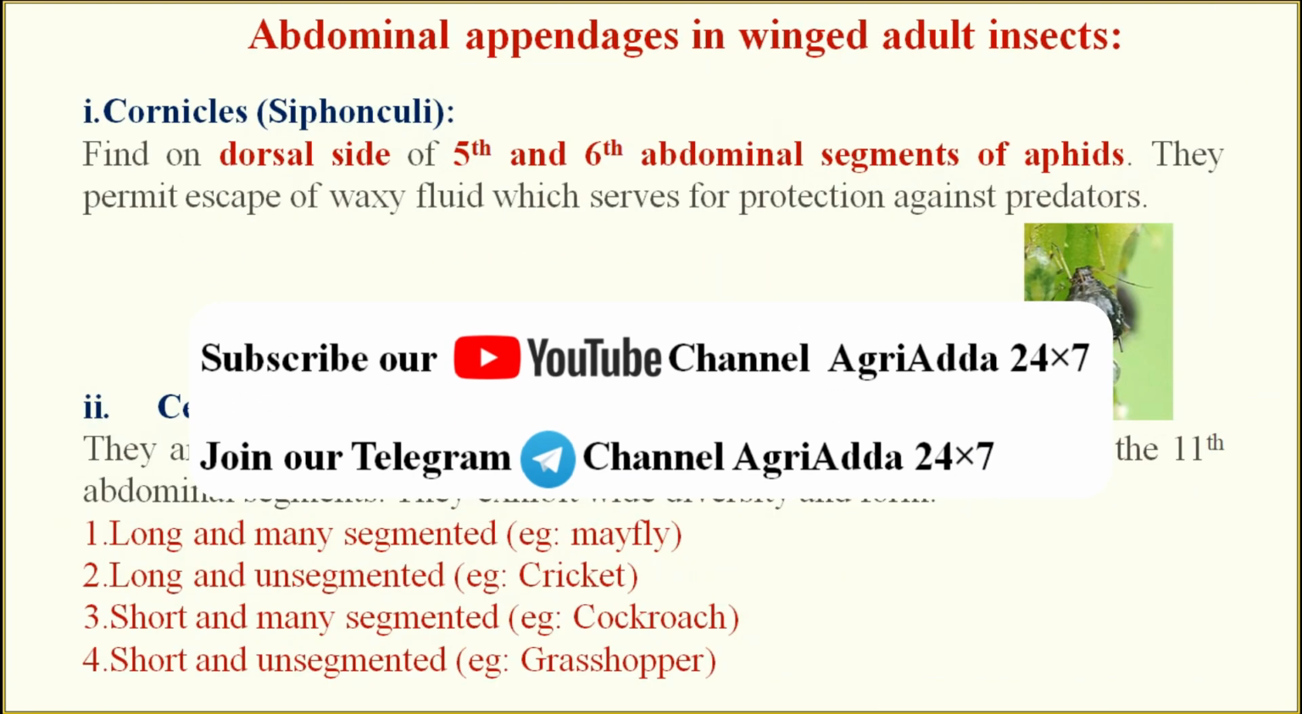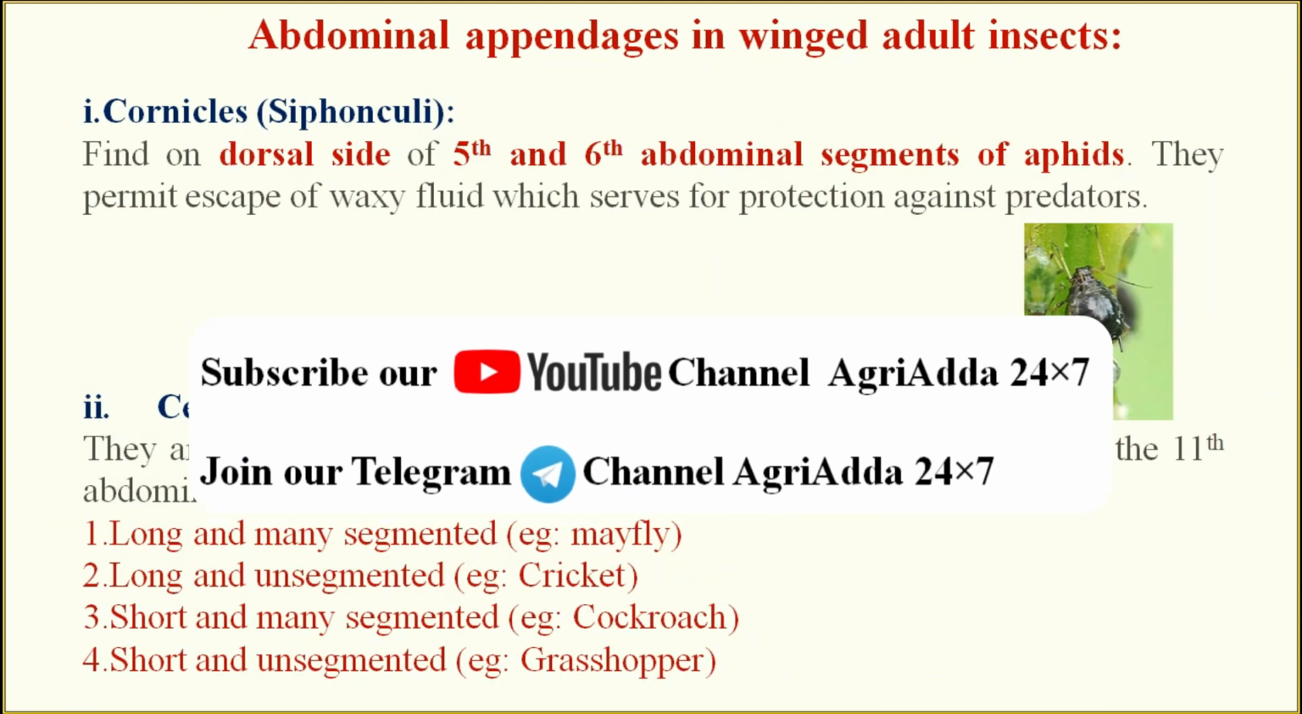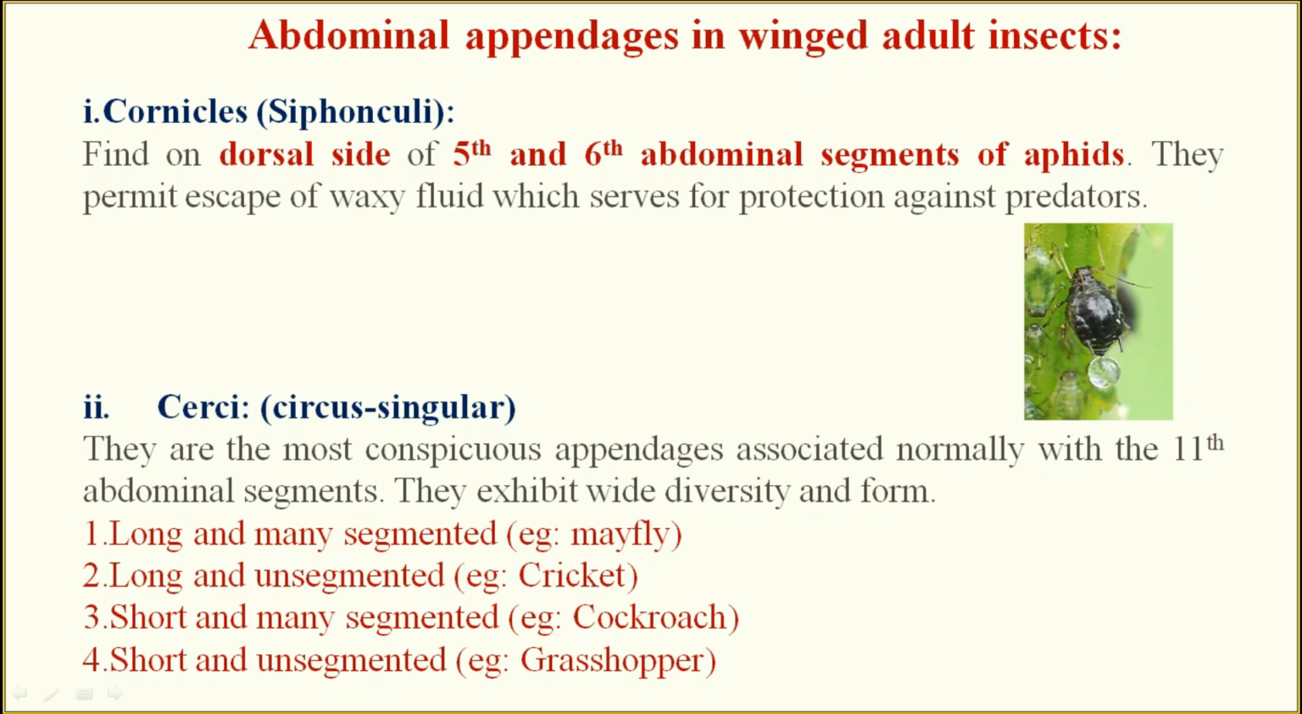Next, abdominal appendages in the winged adult insect. Cornicles, I have told you, in the aphid they will be there. This is the structure. Today morning I have shown you, na? Cornicles, yes or no? Try to remember. I told Apterous, Brachypterous, Macropterous. In the apterous aphid I have shown you where such a structure is. These two structures are your cornicles, present on the 5th and 6th abdominal segment, dorsum side.